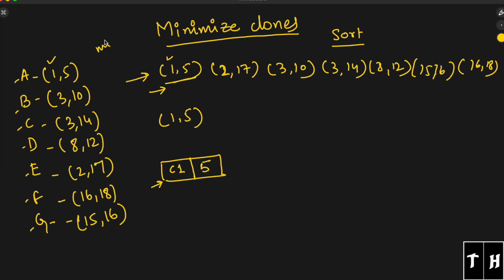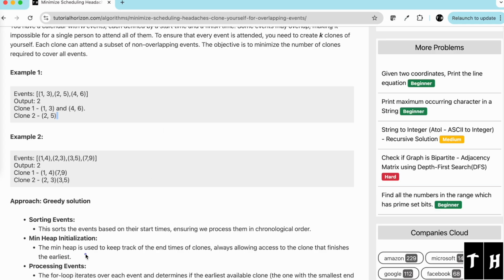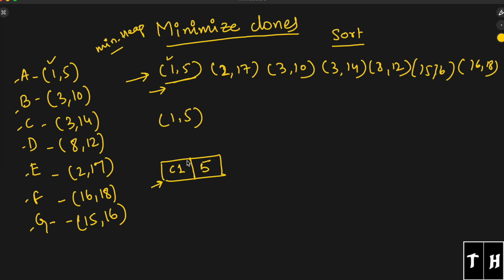Now we will also maintain a min heap. Every time we create a new clone, we'll add it to the min heap. The min heap is used to keep track of the end times of the clones, always allowing access to the clone that finishes earliest. So we'll add it to the min heap.